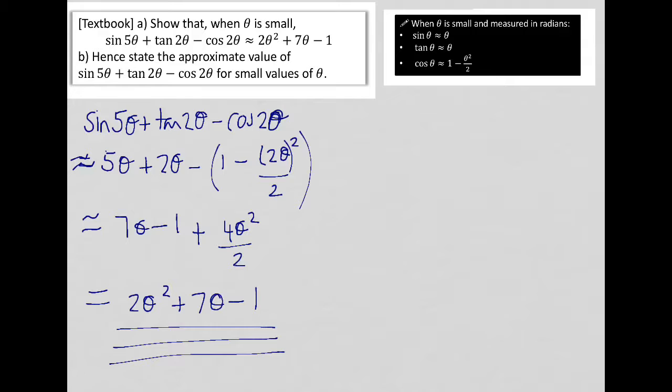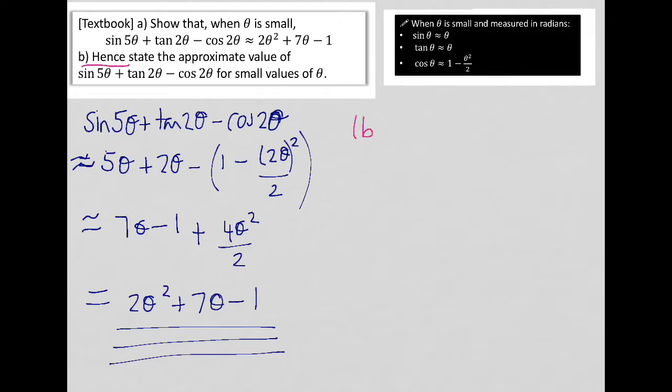So you can see how even I made that slip there. I didn't take the 2 theta and put it in, which then would have made me not getting the correct answer. So let's look at the final part of this question, which says, hence, state the approximate value of sine 5 theta plus tan 2 theta minus cos 2 theta for small values of theta.